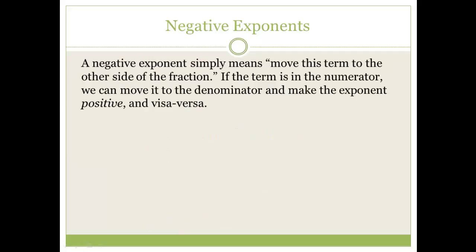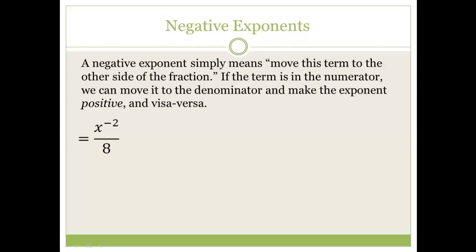Now let's look at negative exponents. A negative exponent simply means move this term to the other side of the fraction. If the term is in the numerator, we can move it to the denominator and make the exponent positive and vice versa. For example, x to the negative second power divided by 8 can be rewritten by moving the x term to the denominator and making the exponent positive.